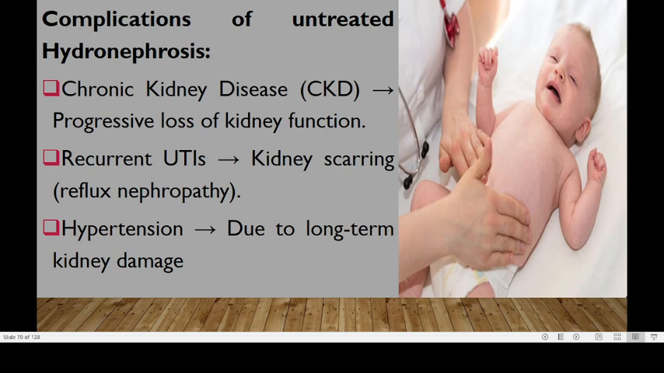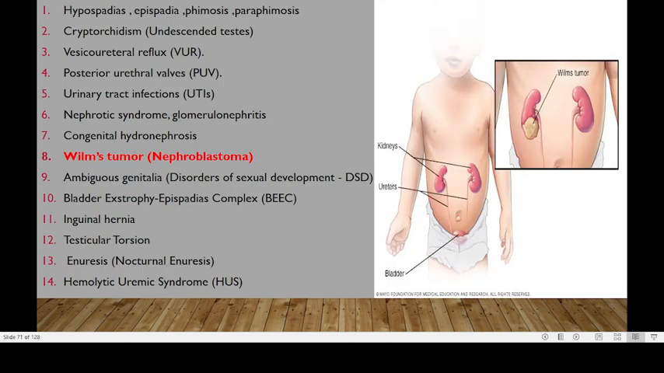Complications of untreated hydronephrosis include chronic kidney disease, this is progressive loss of kidney function, recurrent urinary tract infection due to kidney scarring, reflux nephropathy, and hypertension due to long-term kidney damage. Ladies and gents, that's all about congenital hydronephrosis. Pause the video and attempt the free quiz.